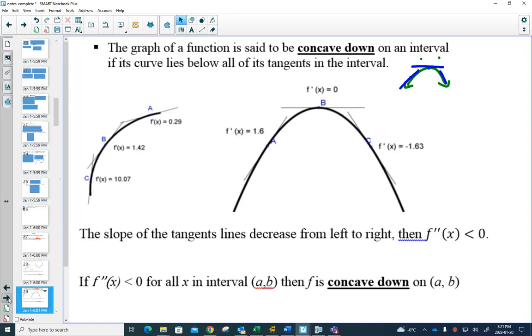So we will now have a number line where if we get a negative, we'll draw a negative cyclops sad face. Just show that it's concave down.